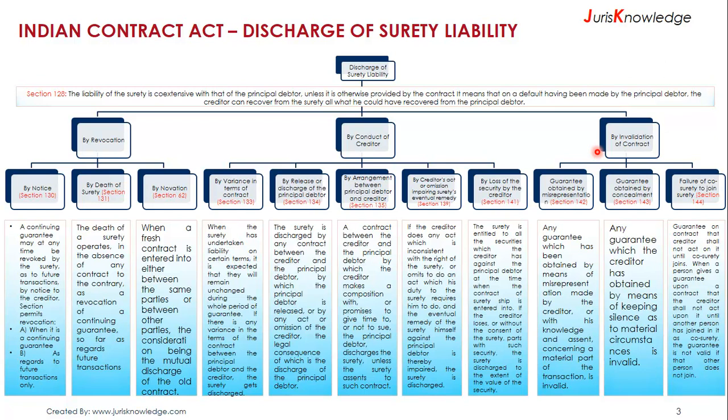The third categorization under which discharge of surety liability occurs is by invalidation of contract. First one being guarantee obtained by misrepresentation, which is under Section 142. Any guarantee from the surety which has been obtained by means of misrepresentation made by the creditor, or with his knowledge and assent, concerning a material part of the transaction is invalid.